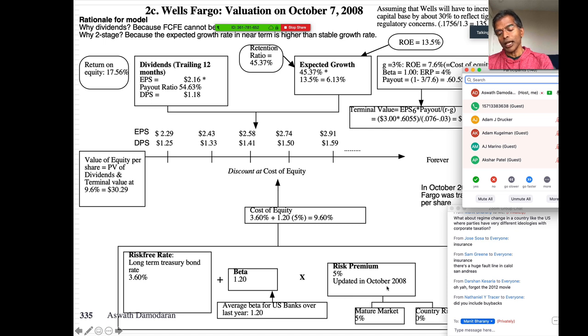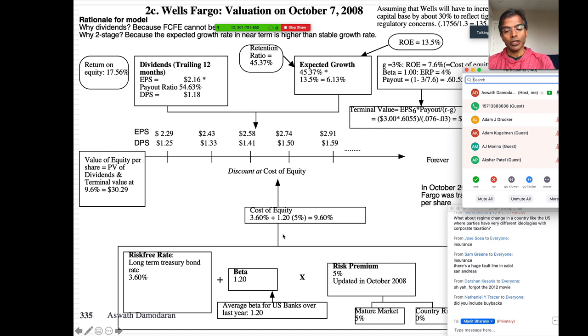Here's the second thing I changed. My equity risk premium in September of 2008, before the crisis, was 4%. I raised it to 5%. Higher cost of equity, lower return on equity. The lower return on equity pushes down my growth. The higher cost of equity pushes up my discount rate. So when I push down the growth, my expected dividends in the future get lower.